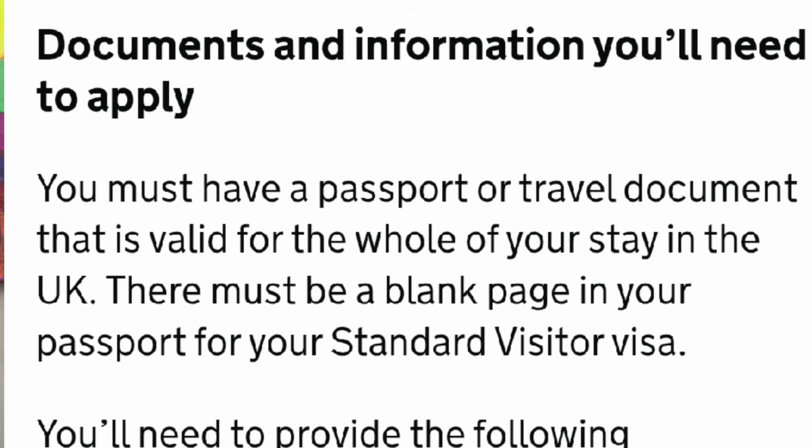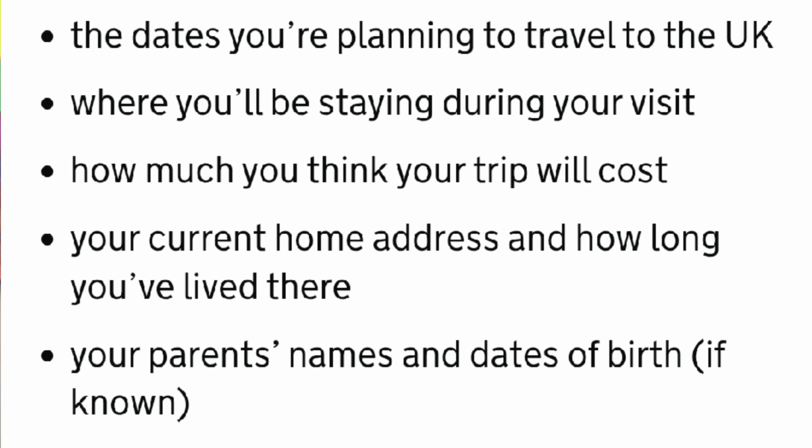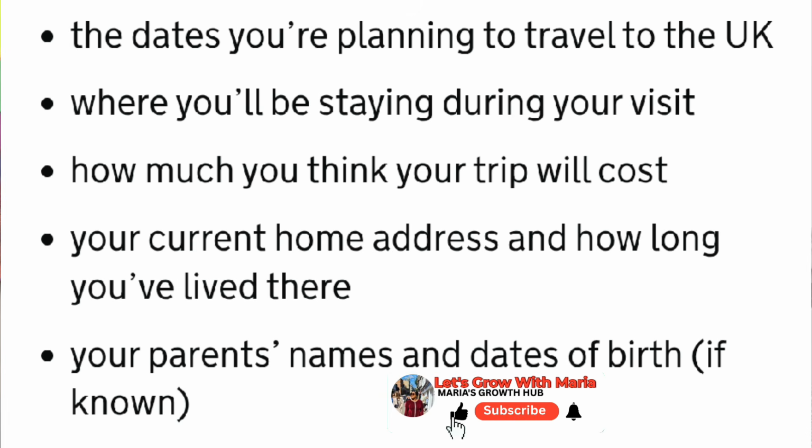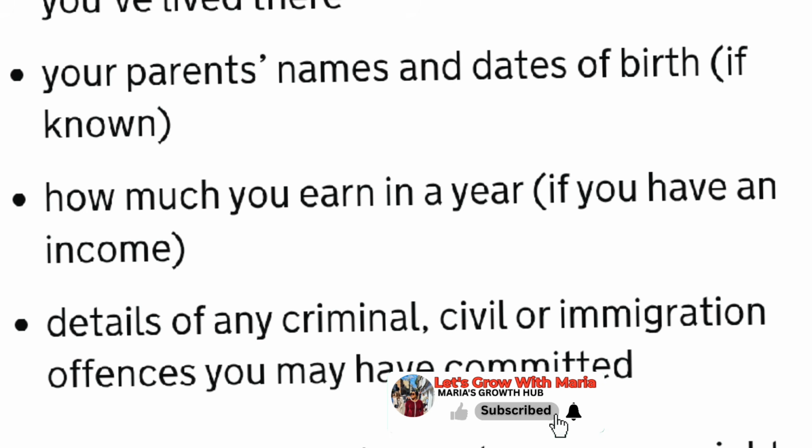You need to provide the following information when you're making your online application. You need to have the date that you are planning to travel to the UK, and make sure the date you're giving is at least a minimum of 3 months when making the application. Also, you need to show where you're staying during your visit, how much you think your trip will cost, your current home address, and how long you have lived there, and how much you earn a year if you have an income. You also have to show any details of any criminal record you have, or any civil or immigration offenses you have committed before.